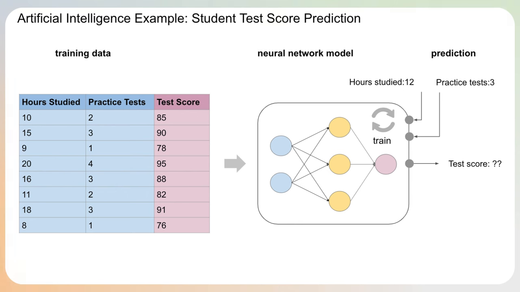In this example, we predict student test scores. This is based on the number of hours studied, the number of practice tests taken, and the test score. This example illustrates how machine learning can be applied to educational data to predict outcomes and provide insights for improving student performance. By training a model on this data, we can make informed predictions about future test scores.